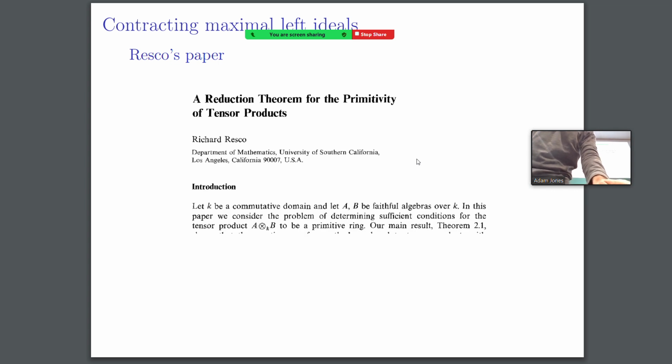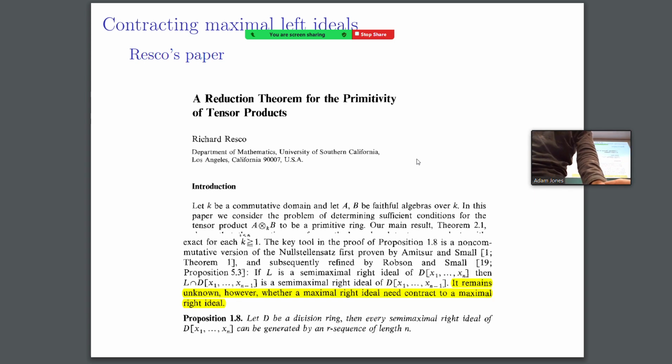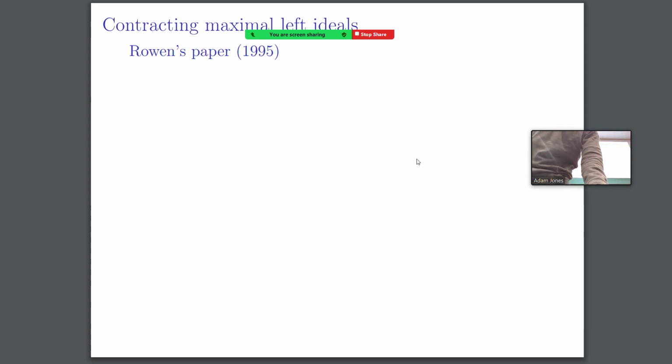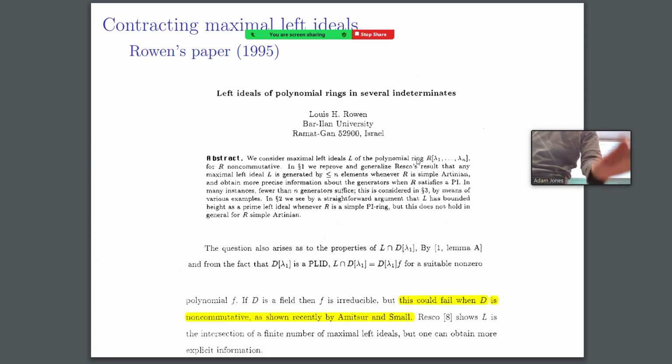Then there was another paper by Resko, which gives some related results, but again mentions it remains unknown whether maximal right or left, doesn't matter, ideals contract to maximal left ideals. And then I couldn't find anything else on this question up until 1995, where there is this paper of Rowan. And he writes something mysterious in this paper.